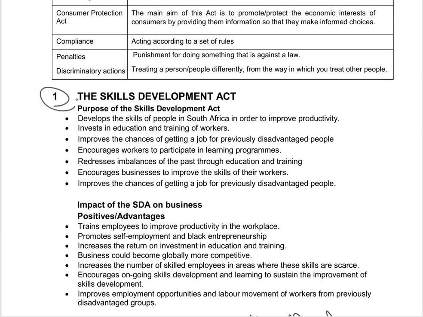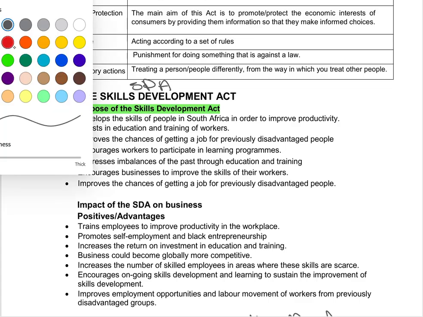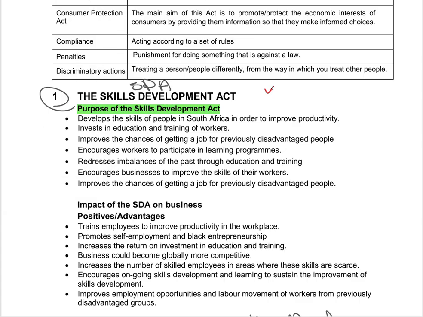Then we have what? Number one here. They are saying the Skills Development Act, which is known as SDA. They are talking about purpose. What is the purpose of this? The purpose of you going to school. What is the purpose of you dating this guy? What is the purpose of you doing this? So the purpose of SDA, number one, we only need three. We can take, let's take short ones.